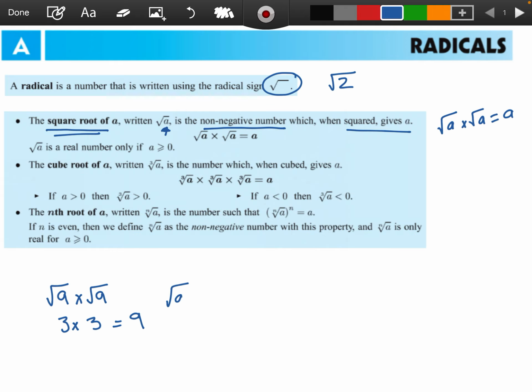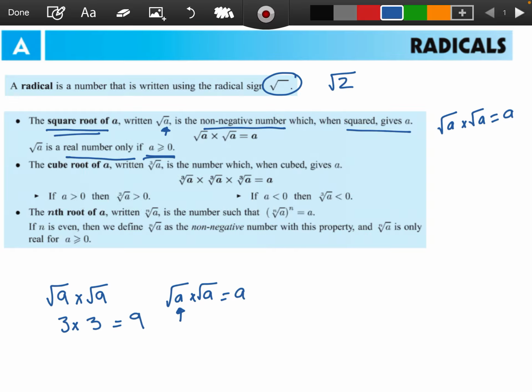So the square root of anything times the square root of that same thing is going to give you the number that was underneath the square root sign. You can only take the square root of a number that is positive. So it's a real number only if a is greater than or equal to 0. So I said positive number, but 0 also you can take the square root of.